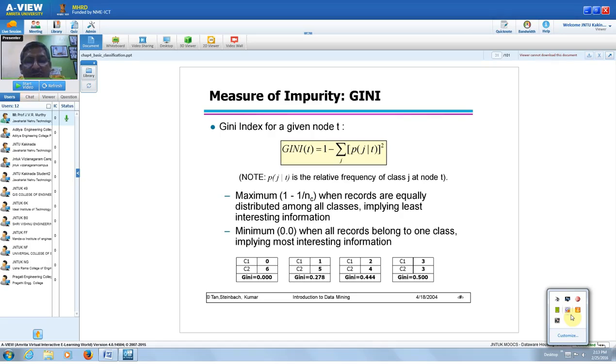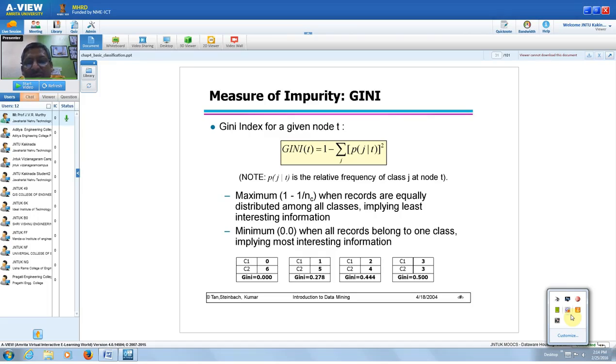Now, how do you define the Gini index? Gini index of a node t is 1 minus sigma of p(j|t) whole squared. What is this p(j|t)? This is the relative frequency of class j at the node t. That means the number of elements belonging to class j over the total number of elements will give you your p(j|t). So 1 minus sigma of p(j|t) whole squared. That means if you have two classes, C0 and C1, then you will have two things: probability of class 1 elements, probability of class 2 elements. So p(C1|t) and p(C2|t).